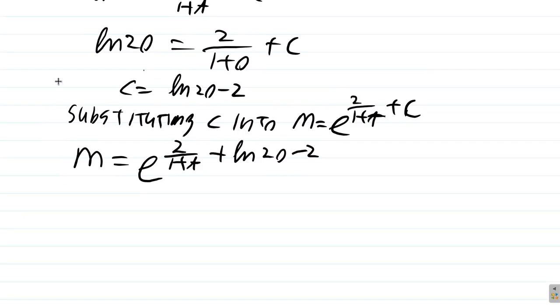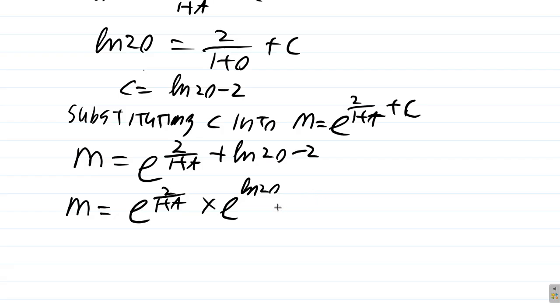Now, e to the all of this. What you can say is that m is equal to e to the 2 over 1 plus t. Remember your rules of indices. This would be times e to the ln 20 times e to the negative 2. Alright?